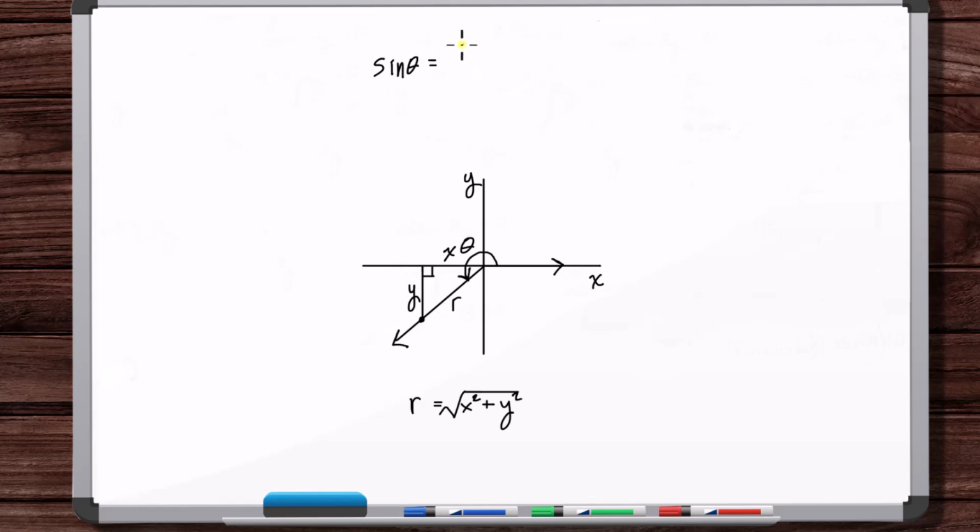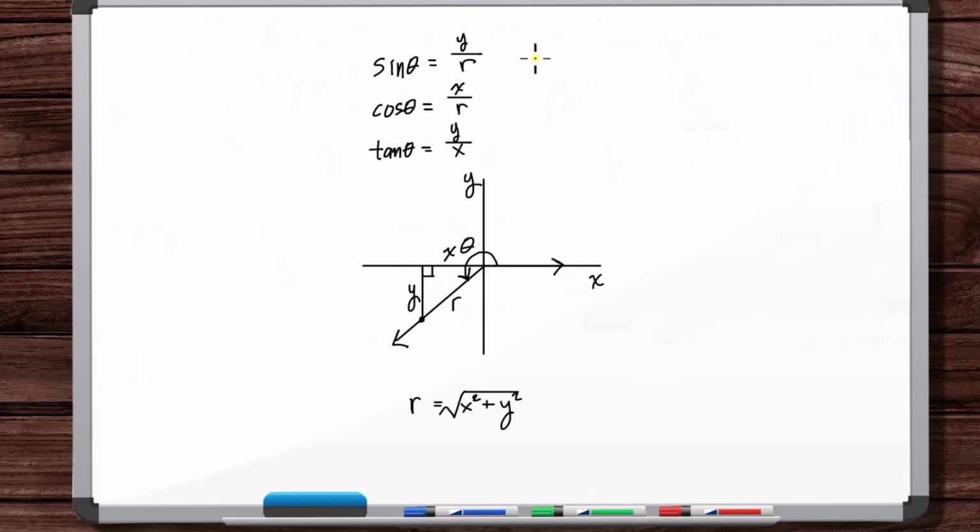to be sine of theta is equal to y over r. But this is general for any angle because y could be negative. It's just the coordinates of y. It's the coordinates of this point, positive or negative. Cosine of theta is equal to x over r, and tangent theta is equal to y over x.